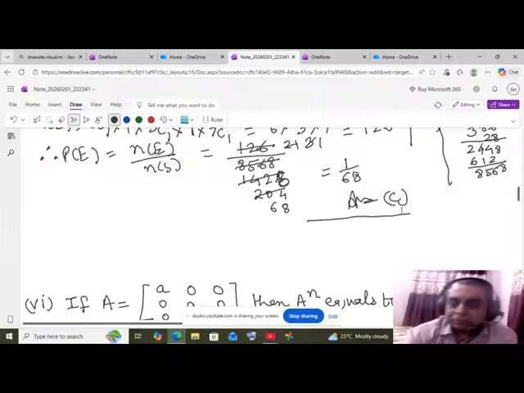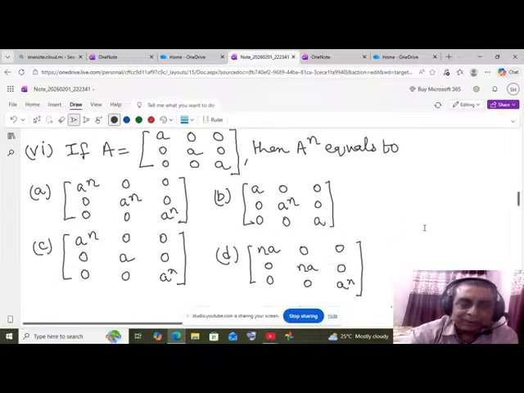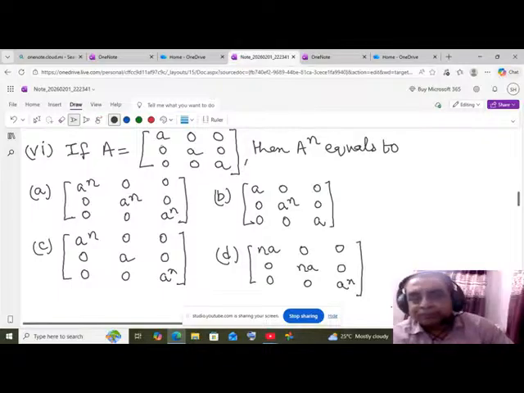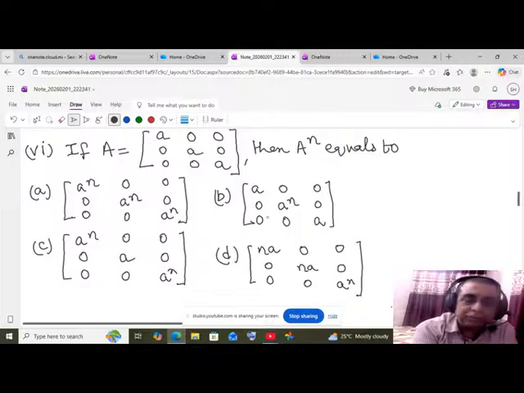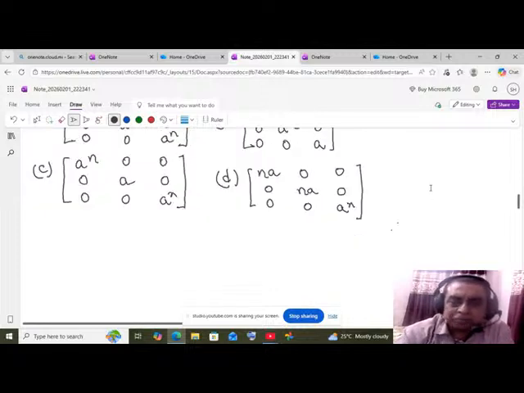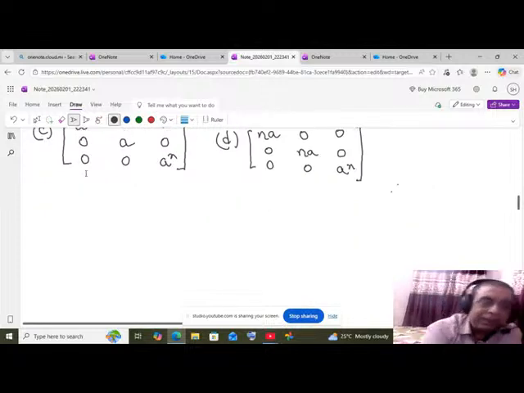Okay, now we are moving to the next question. Sixth question. Here the matrix A is given. First row is A 0 0, second row 0 A 0, third row 0 0 A. Then A to the power of n equals to which of the given determinants. So we have to find the value of A to the power of n. n is any number. So how will we do it?